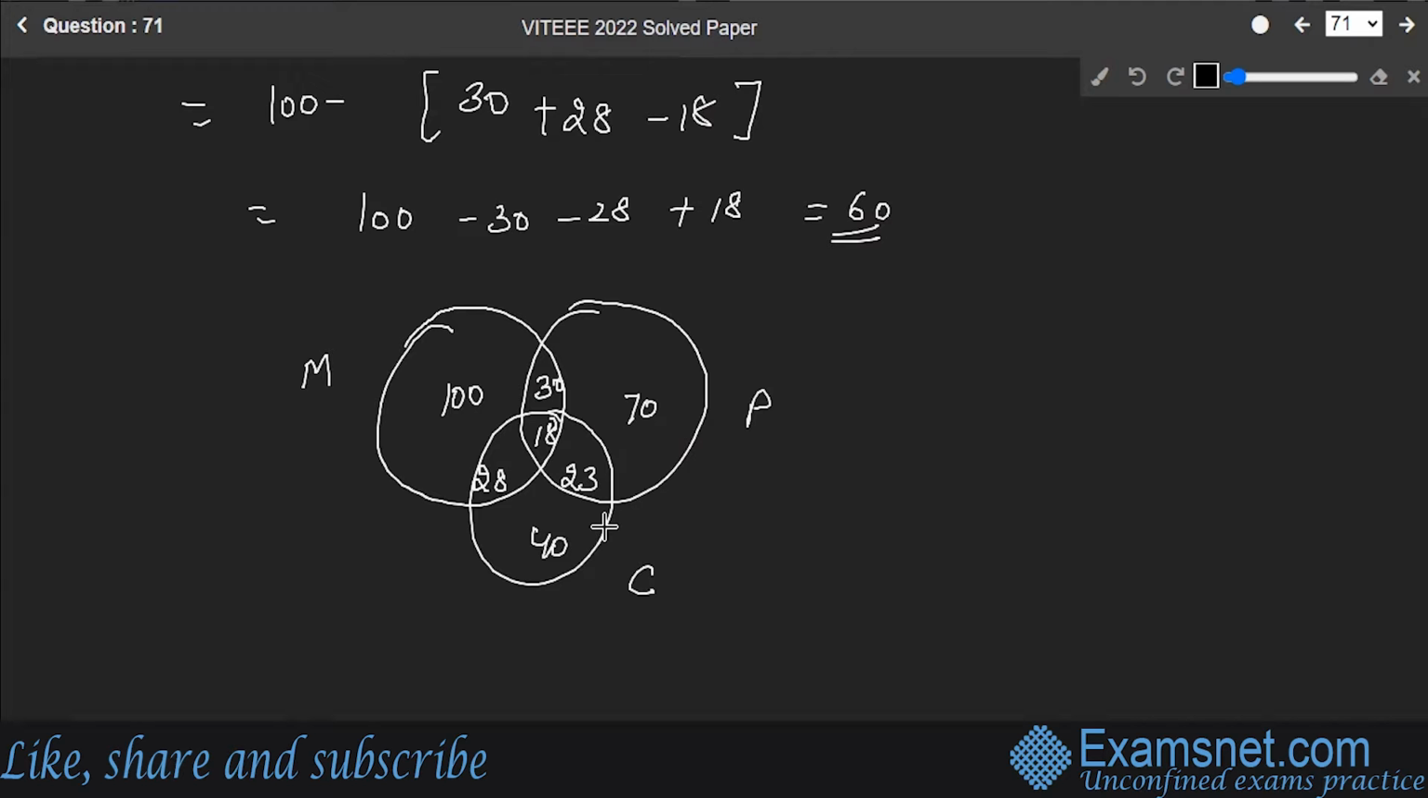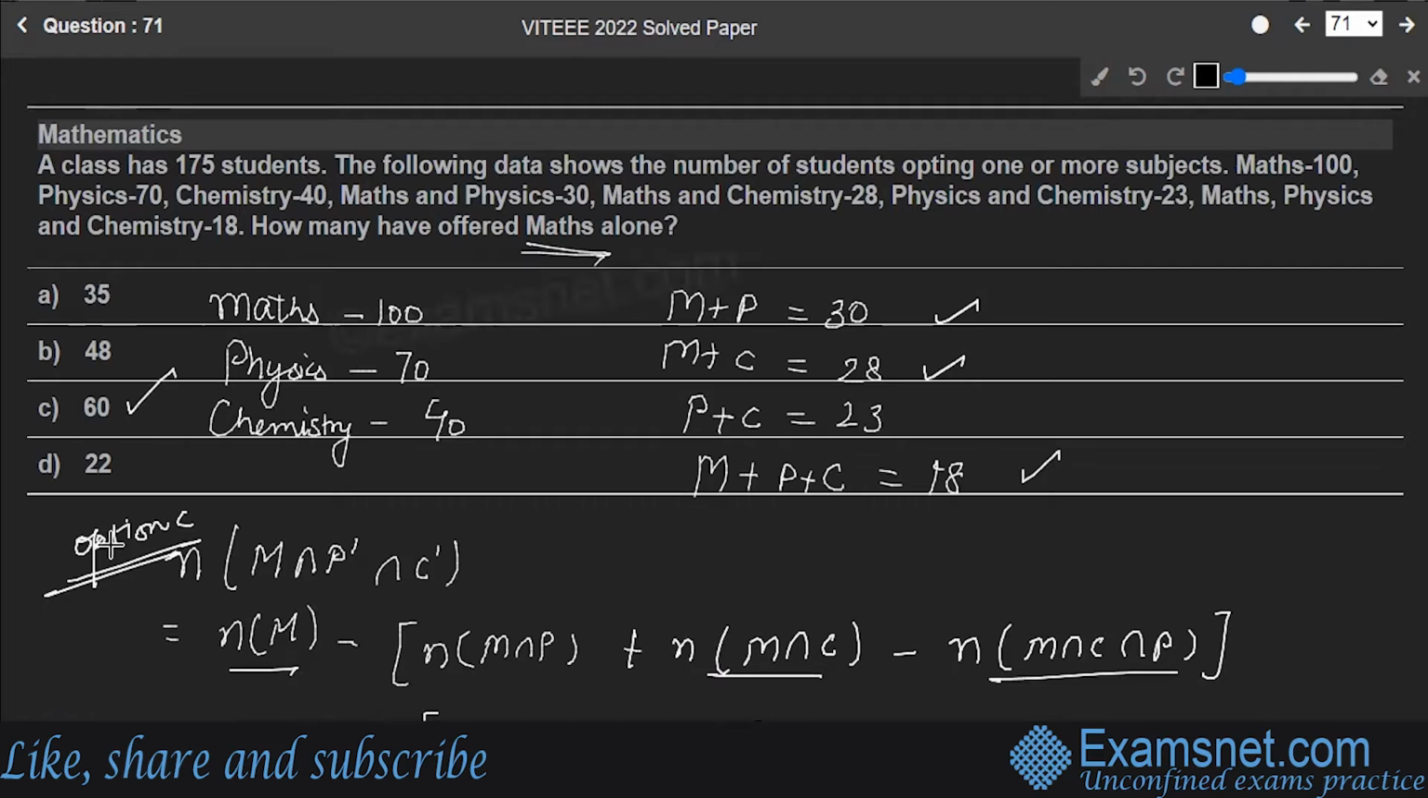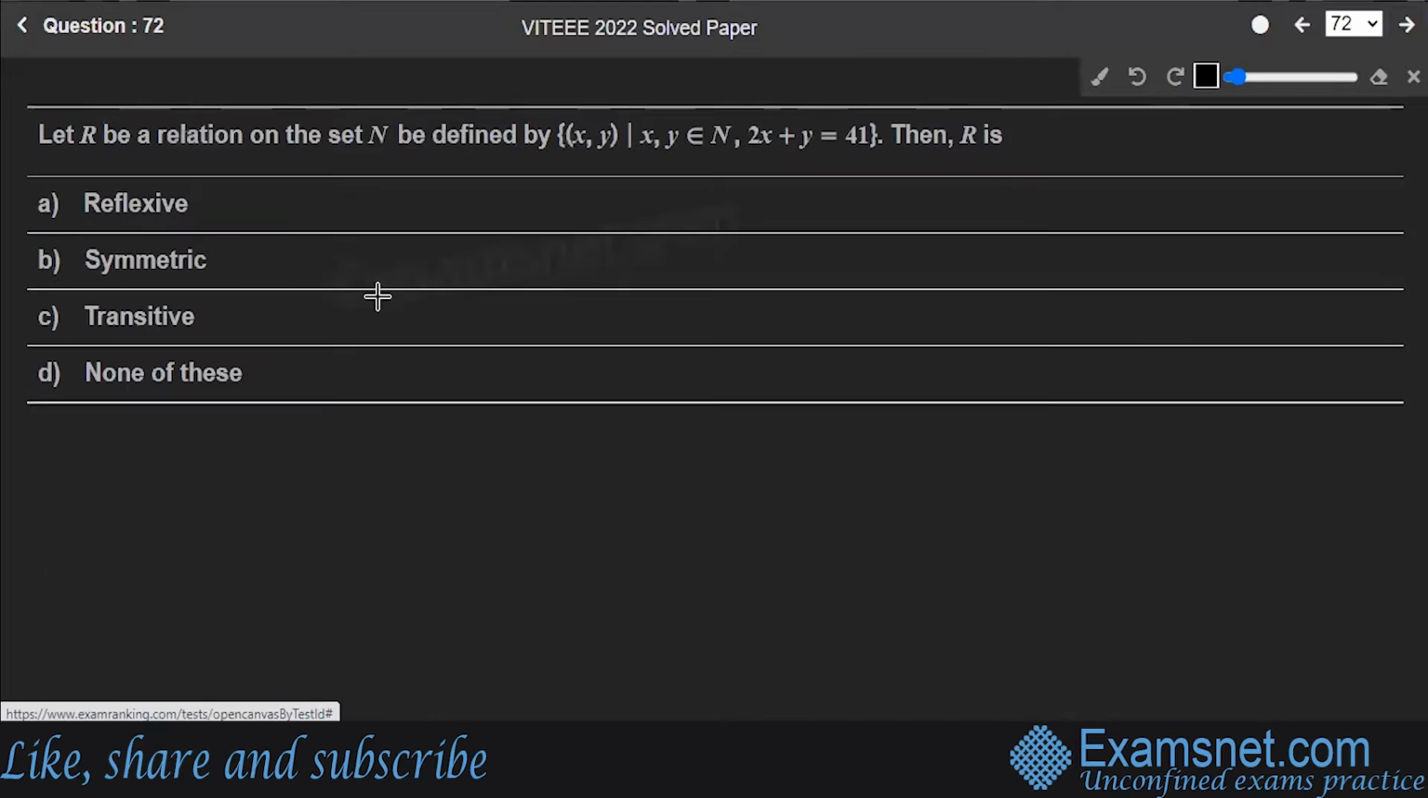Okay, so now you want to see who have opted only for mathematics. That is given by 100 minus 30 minus 28. Now, since 18 is subtracted twice from here, I'll once add 18. That will give you 60 again. So without any doubt, we have option C as the answer to our question. Hope you got that.